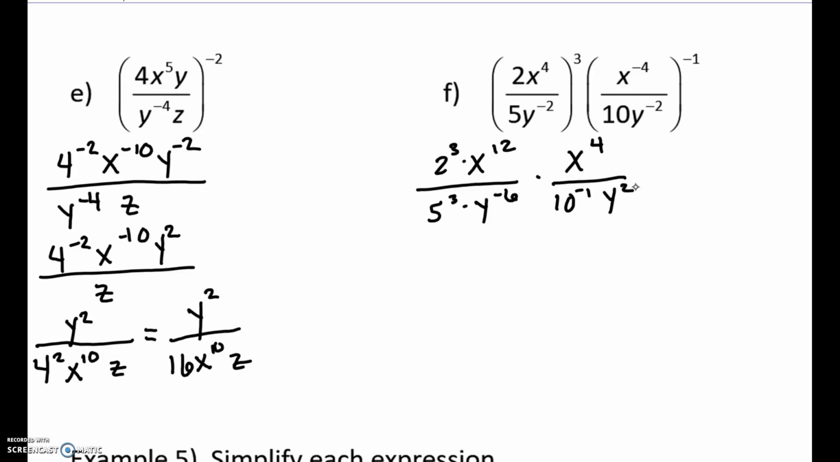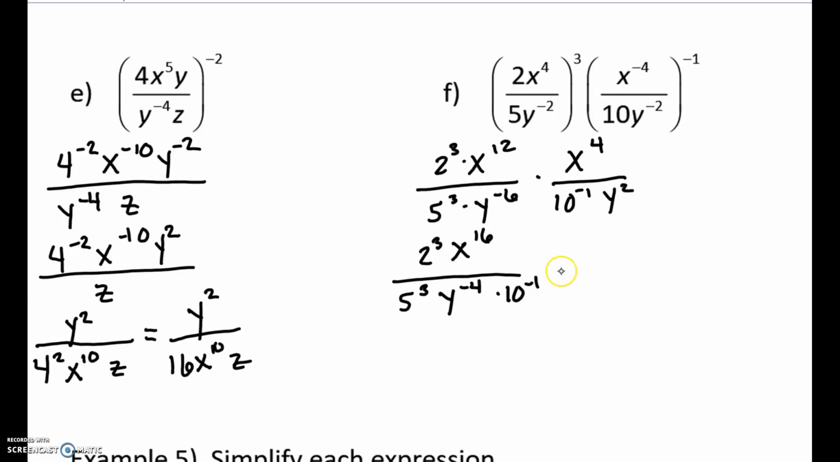Now I have a lot of options. I think what I'm going to do is start combining things. So in my numerator, I still have a 2 to the 3rd, and x to the 12th and x to the 4th are going to multiply to be x to the 16th over. I still have a 5 to the 3rd in my denominator. Y to the negative 6 and y squared becomes y to the negative 4, and I still have a 10 to the negative 1.